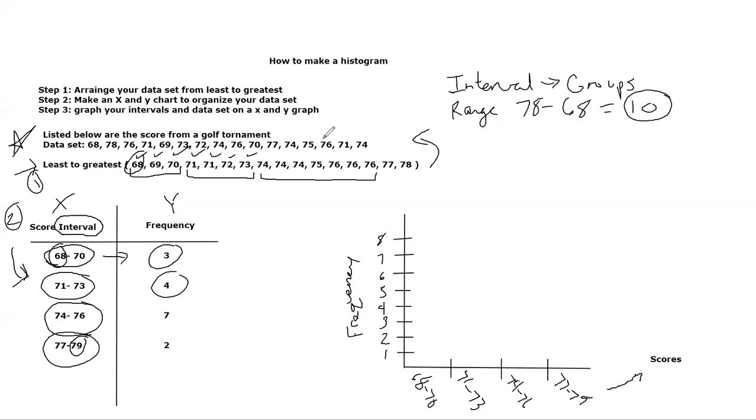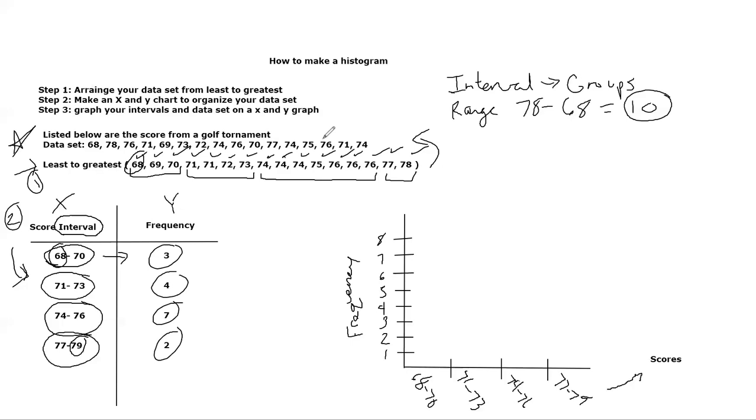Well, this makes a huge difference because this one we have 1, 2, 3, 4, 5, 6, 7. We have 7 numbers, so I put 7 under the frequency. The last numbers are 78, 77 and 78, which means there's only 2 numbers, and now I have my X and Y chart complete.